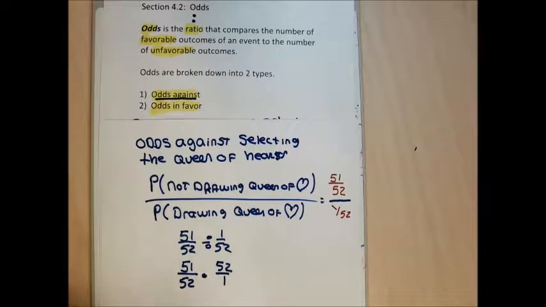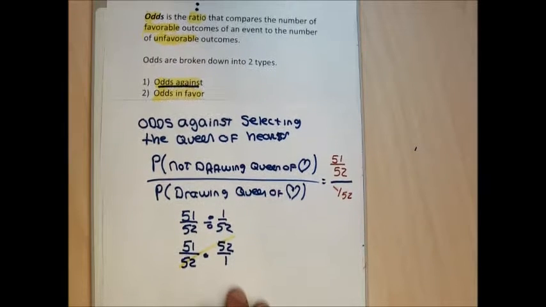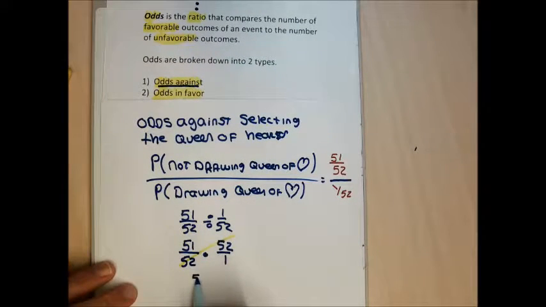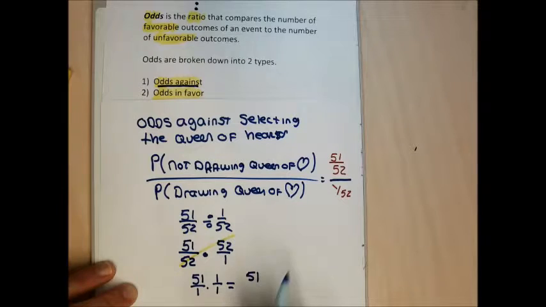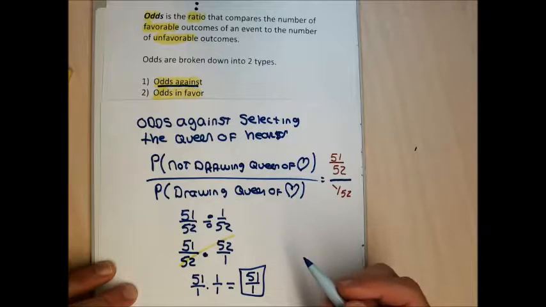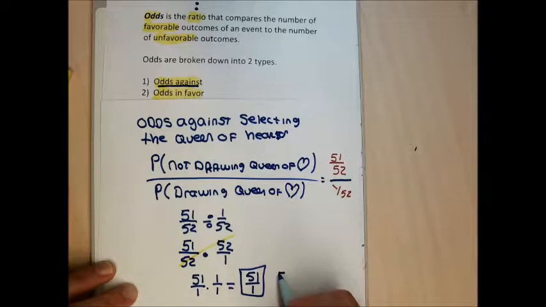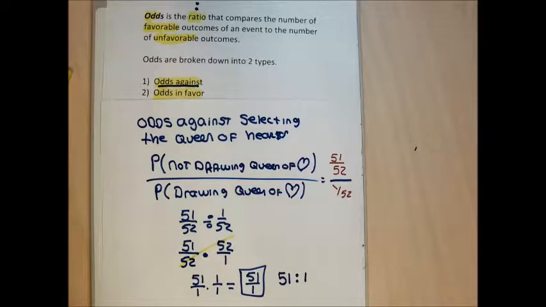So 51 over 52 divided by 1 in 52 is the same as 51 over 52 times 52 over 1. I'm going to cancel the 52s, and I'm going to be left with 51 over 1. If I multiply across, 51 times 1 is 51, and in the denominator, 1 times 1 is 1. This is the odds against selecting the Queen of Hearts written as a fraction. And when we do odds, usually we take fractions and write them with a colon as a ratio like that. So this would be a way to use probabilities to compute odds.